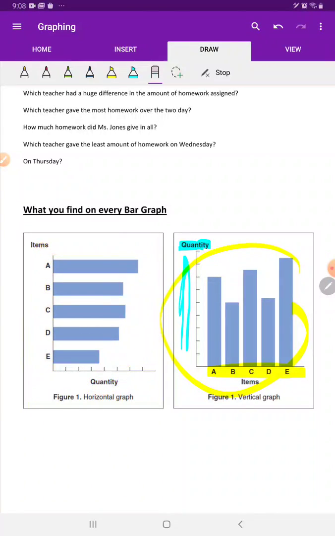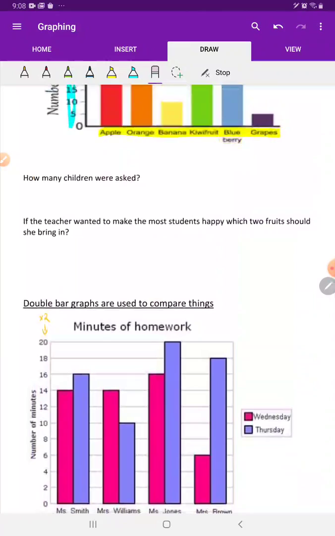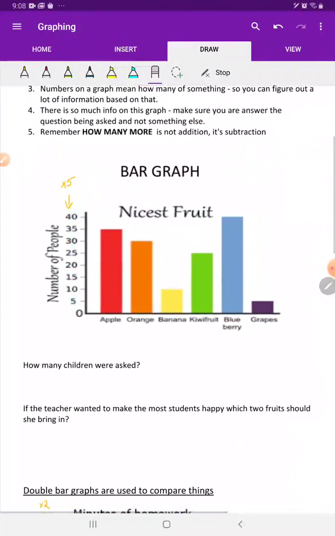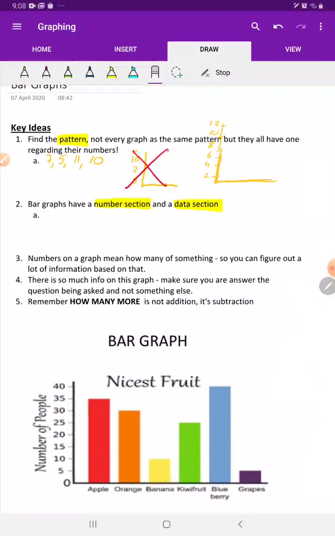I'm just going to erase all of this because it's going to mess me up later. All right. So that's another key thing that you need to know when you're doing a bar graph. Make sure that you look at both, okay?